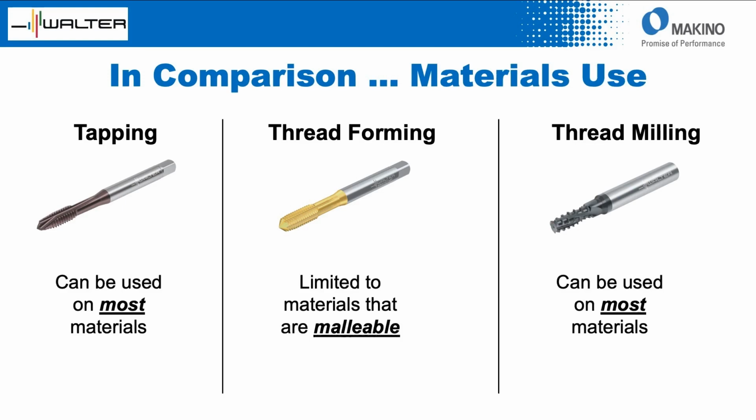Okay. Material use. Again, tapping and thread milling, they're very universal. We have taps that can go up to 68 Rockwell, and our thread mills can too. So the hardness isn't a limitation, or the malleability of the material is not. And thread forming, it is. In the right circumstance, it's a great tool, but there's some materials that just can't be used in.